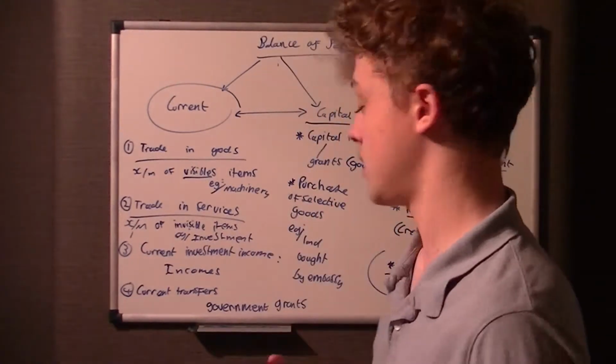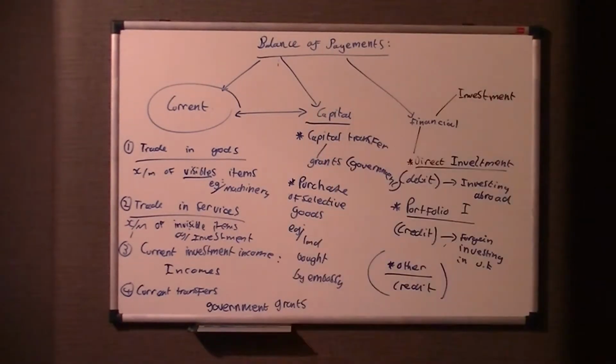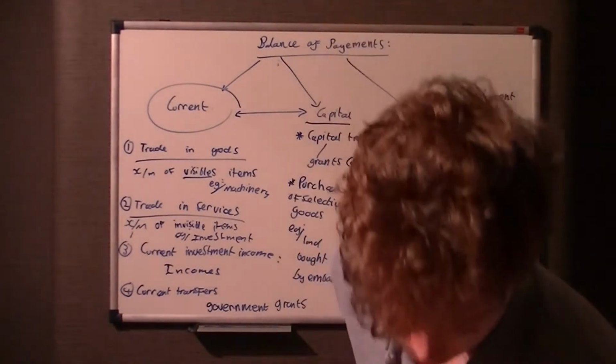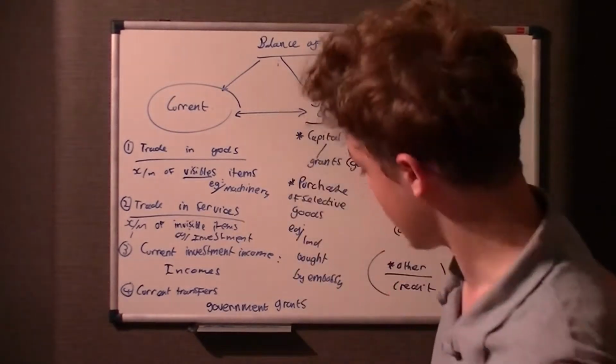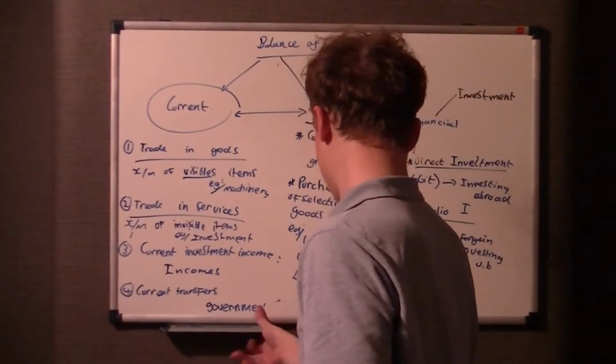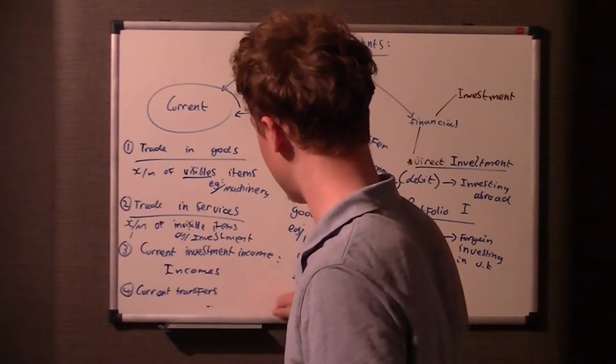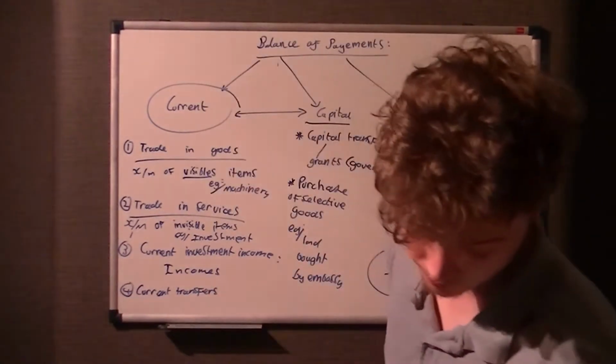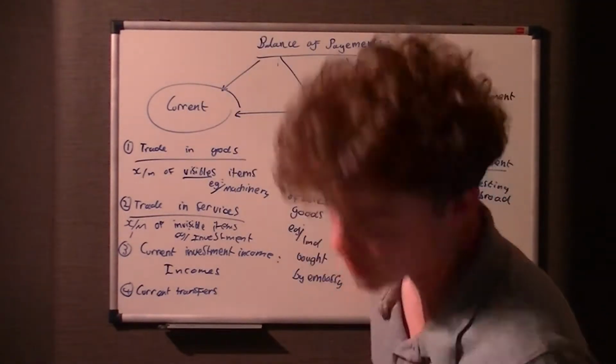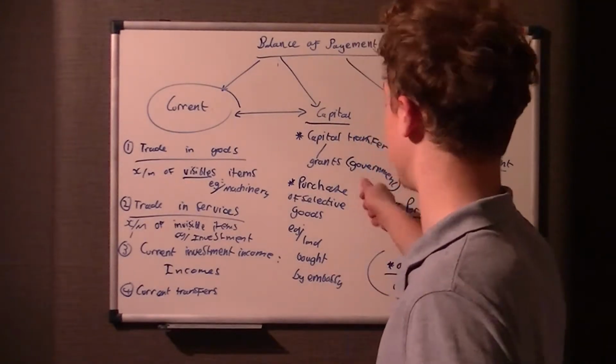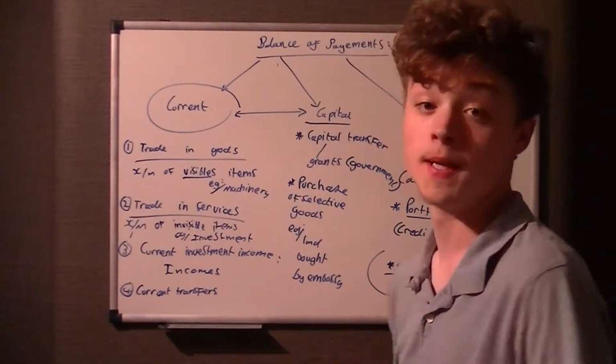So government grants is needed in times where... oh damn it, wrong one. That's not good. So current transfers, I can't believe I could mess that up. The capital, that's government grants. I should have realised that, never mind.